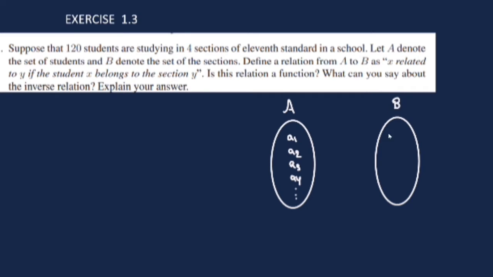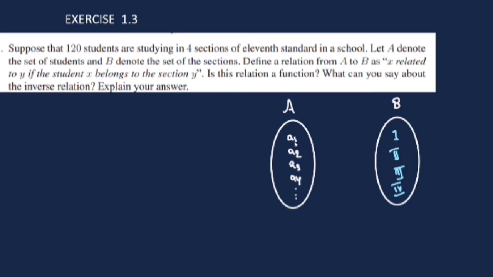denotes the set of sections. So we have 4 sections: section 1, second section, section 3, section 4. Now define a relation from A to B. The relation is defined as X is related to Y if the student X belongs to the section Y.